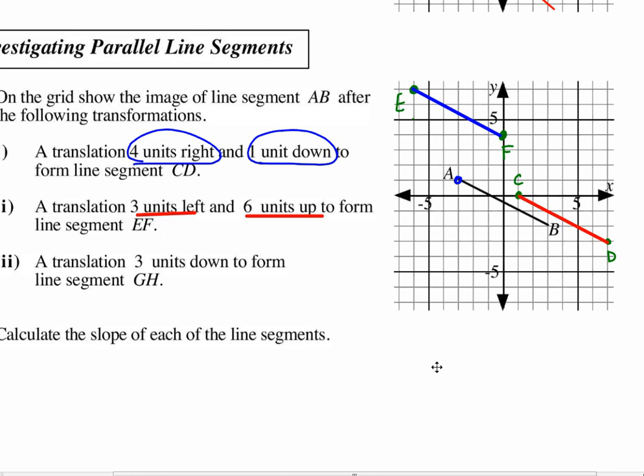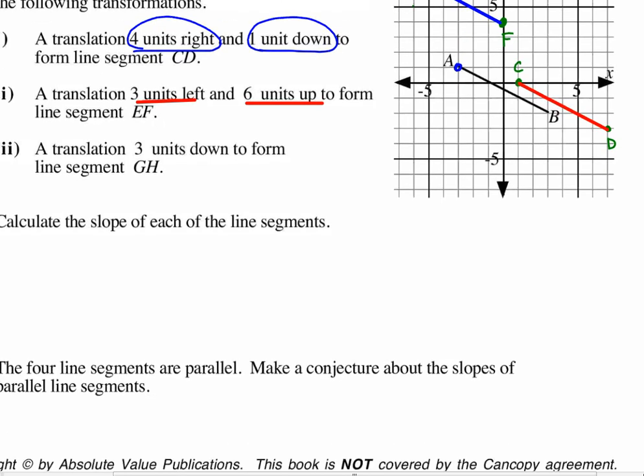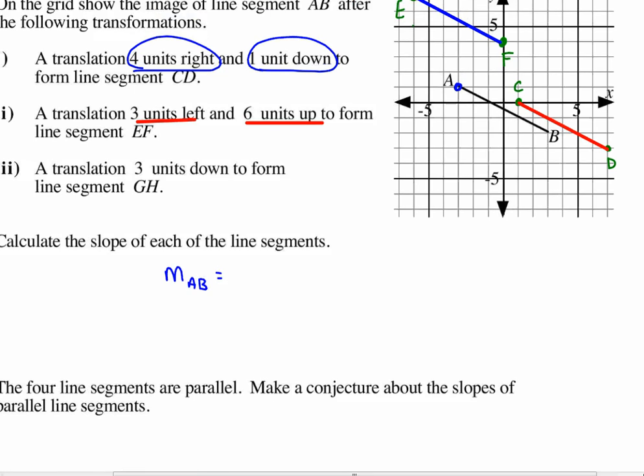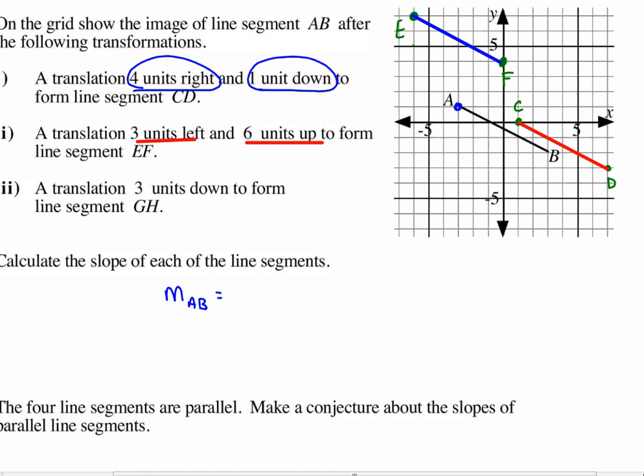Okay, so what's the slope of each one of these lines? So first, let's do the slope of AB. Can we just use rise over run? Are you okay with that? Okay, so I'm starting at A, I'm moving towards B. Rise is how much? We go up or down? Down. How much? Down 3 and right 6. So that gives me -3 over 6 or -1 over 2.